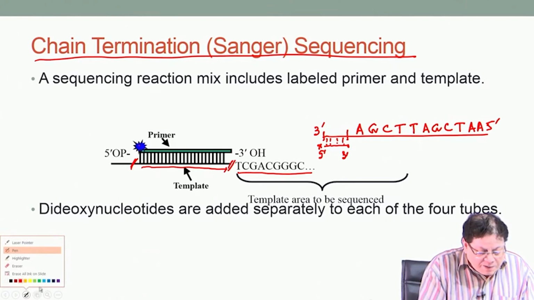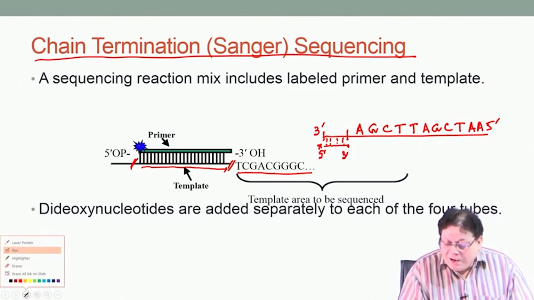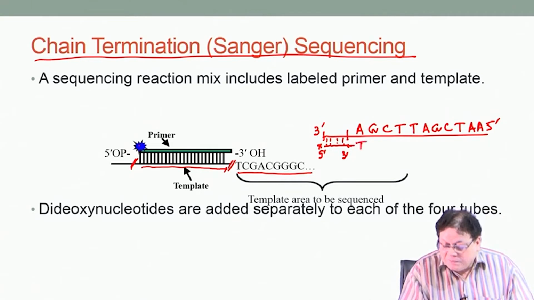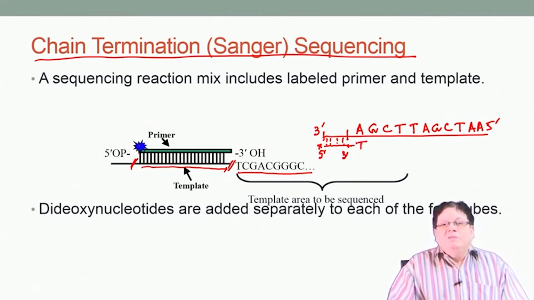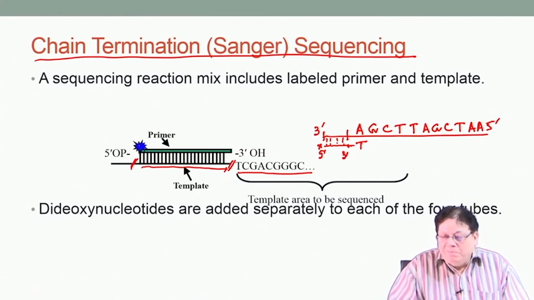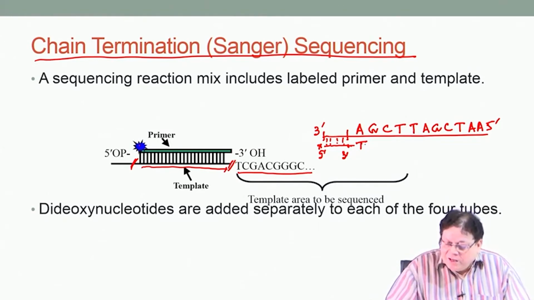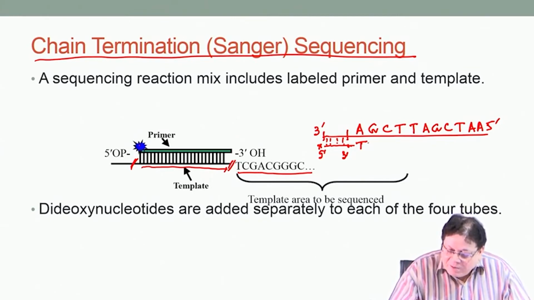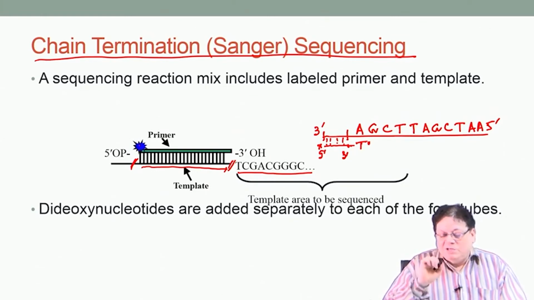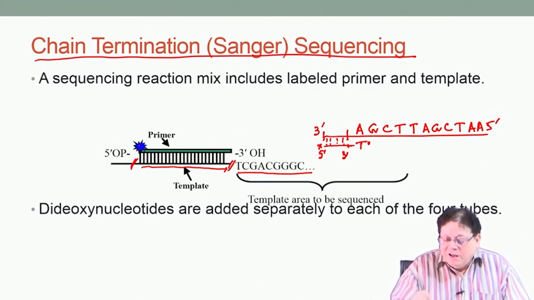So, now what will happen? Whenever there is A, it should take a T. Now, suppose instead of T, the enzyme picks up a dideoxy T, then what will happen? This piece will not grow any further if it is dideoxy T. So, let us make some kind of notation. Suppose this dot means dideoxy T. So, if dideoxy T is taken, the whole thing will stop here.